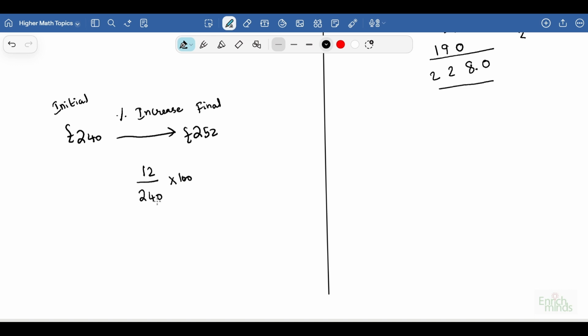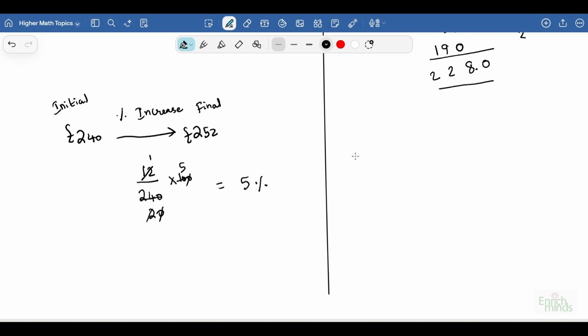So 12 out of 240. So 12, we try to reduce the fraction. 12 goes in 240 20 times. And then 100 divided by 20. Well, I can reduce this further. So 2 goes into 10 5 times. So I get 5% change. So the quantity has undergone a change of 5%. Specifically, it's a 5% increase.